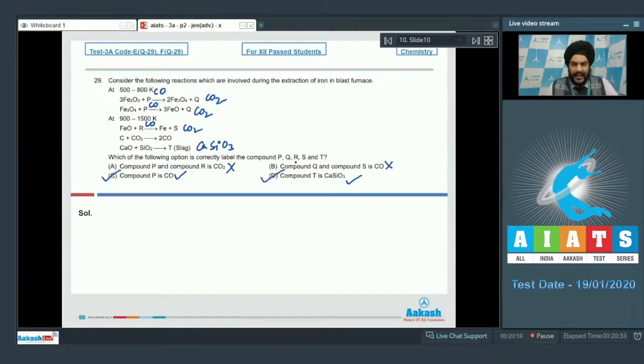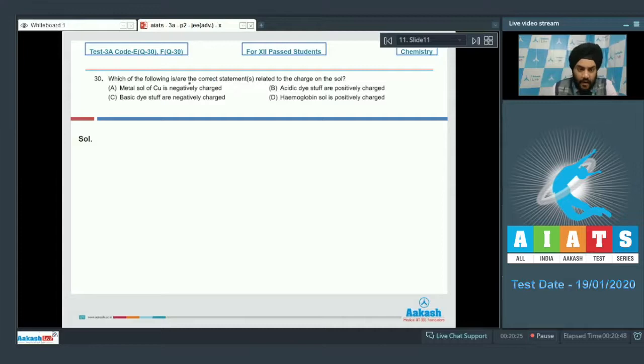Let us look at the next question now. Question number 30. Which of the following is or are the correct statements related to the charge on the sol? Okay. So option A says metal sol of copper is negatively charged. So this is the correct statement, students. Metallic sols are generally negatively charged.